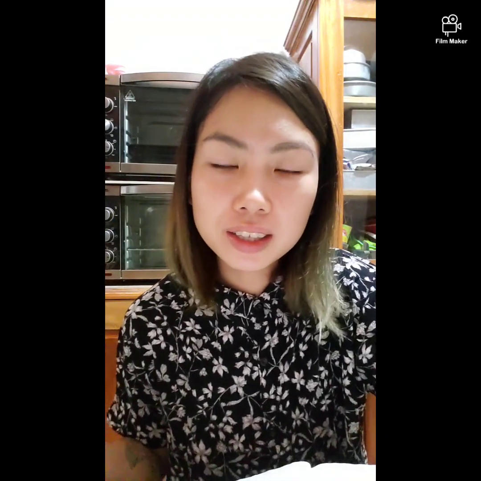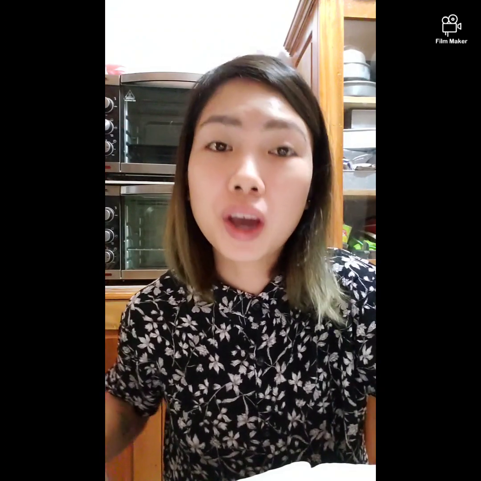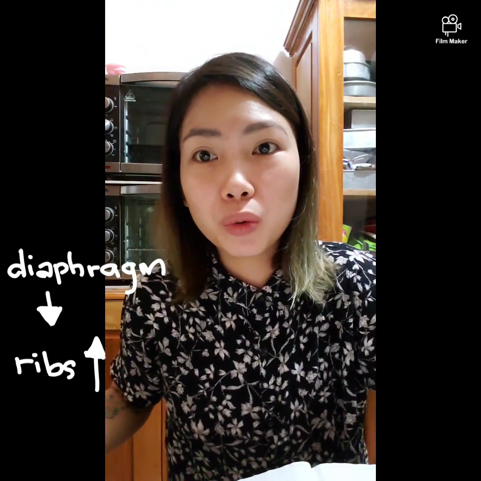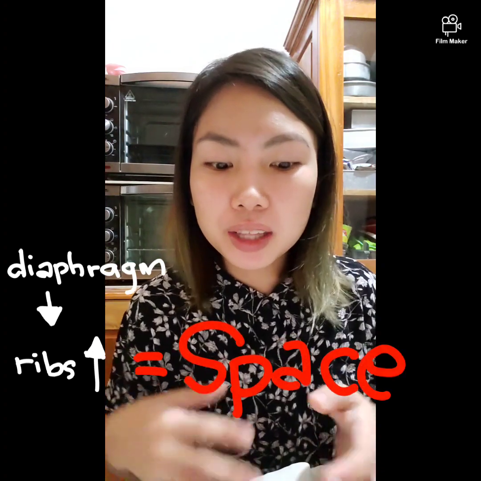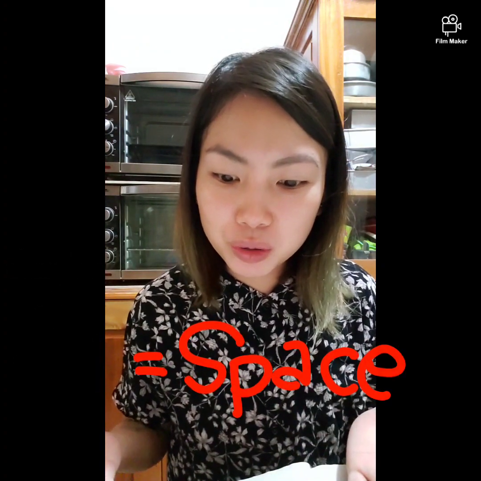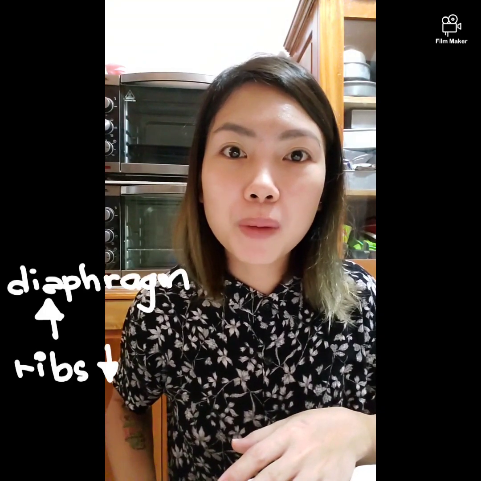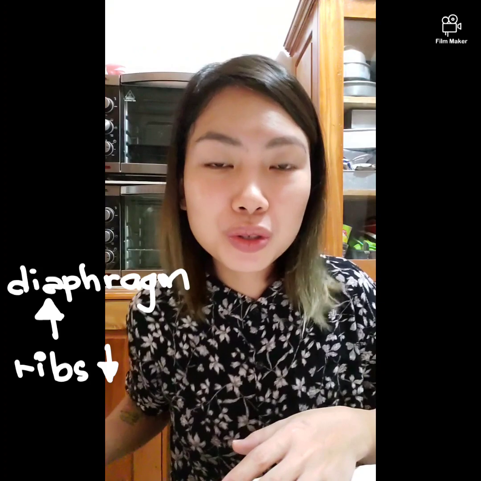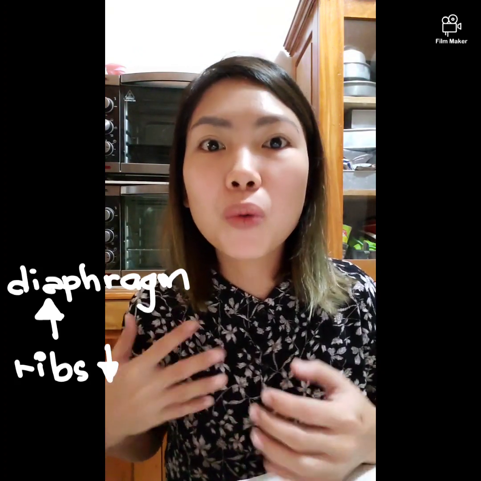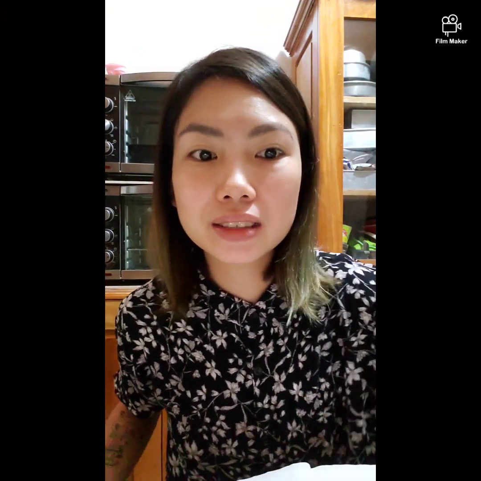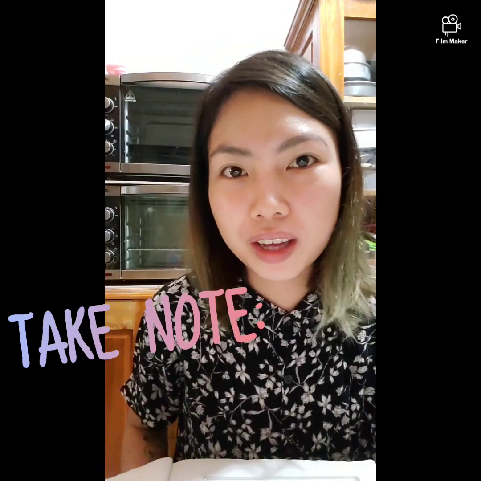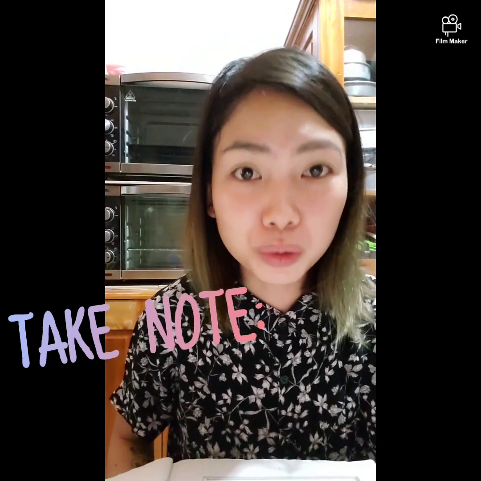So when we inhale, the diaphragm moves down while our ribs move upward, which gives a lot of space. Nagbibigay siya ng mas malaking space so that our air will move in from the outside, para yung in-inhale natin na air ay merong pupuntahan. And then, when we exhale, our diaphragm moves up or it goes to its original place and our ribs are now relaxed.